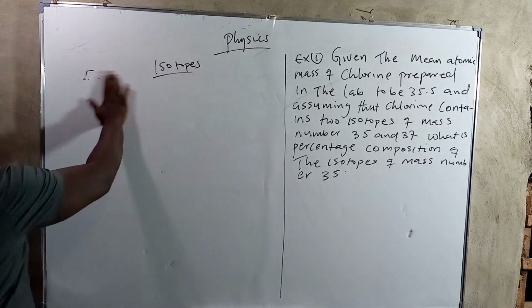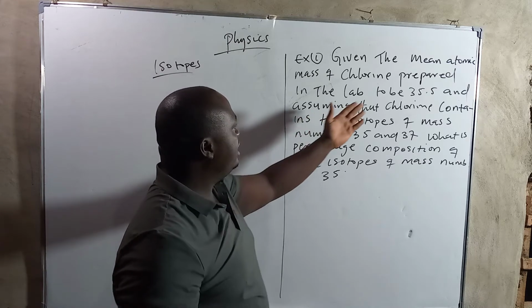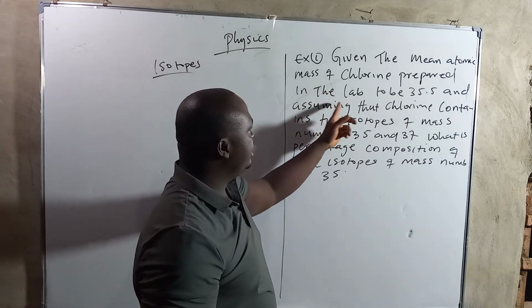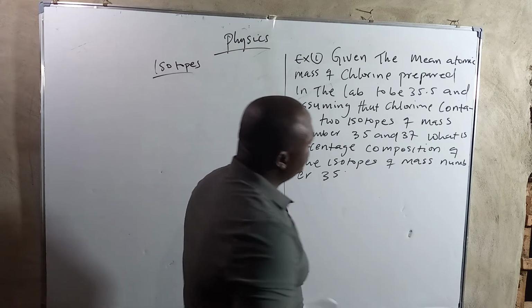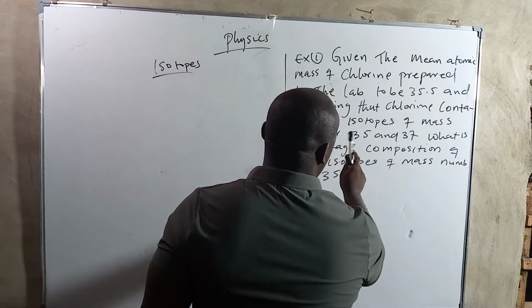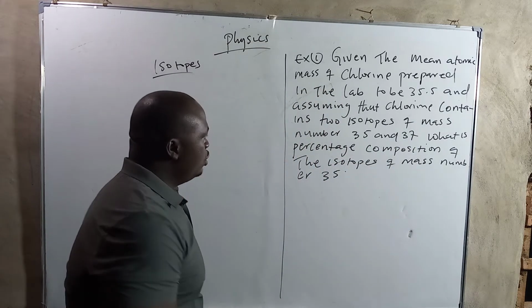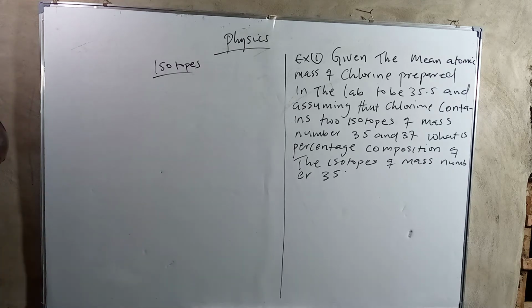Remember, we have a beautiful example here. Given that the mean atomic mass of chlorine prepared in the lab is 35.5, and assuming that chlorine contains two isotopes of mass 35 and 37, what is the percentage composition of the isotope of mass 35?